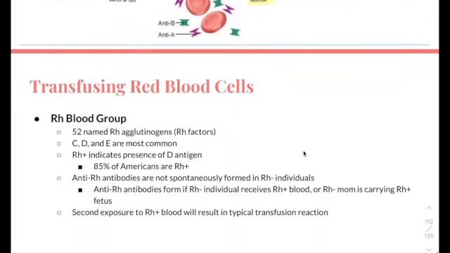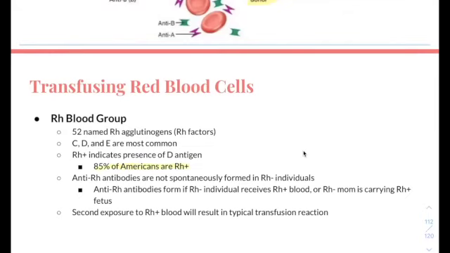Now if we look at Rh factors, there's technically 52 named Rh agglutinogens. C, D, and E are the most common types. We just look at them as that Rh factor, Rh positive or Rh negative. So Rh positive technically indicates the presence of D antigens. You don't need to know that specifically. Just know that most of the population is actually Rh positive.